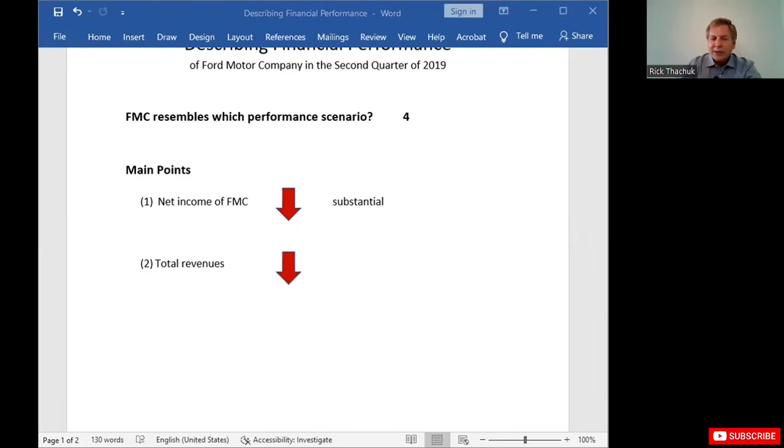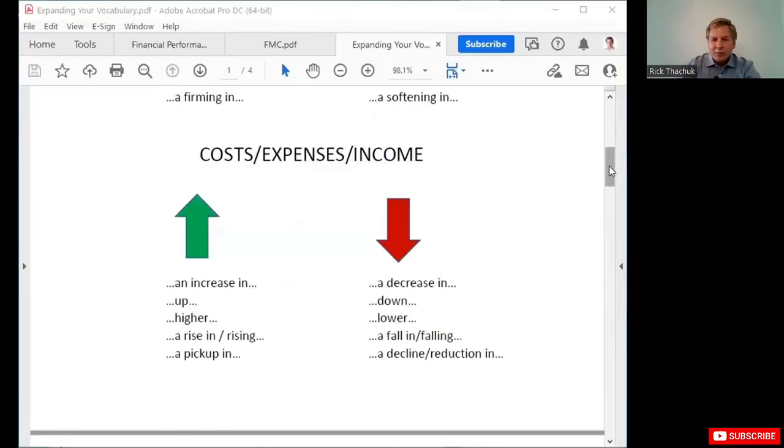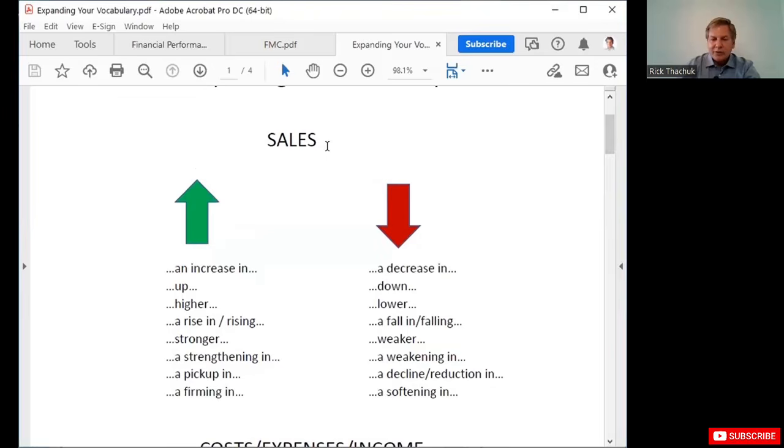Well, they also declined. And if you look at the presentation that we did from one quarter to the next, I believe that we identified the change in total revenues as being slight. So we need to mention that total revenues were slightly down or slightly lower. Now, what words can we use for that? Well, let's go back to our vocabulary list. Here we are, and let me move up now to sales or revenues, the same thing. So they were down and it's slight.